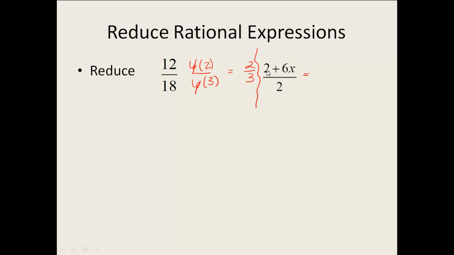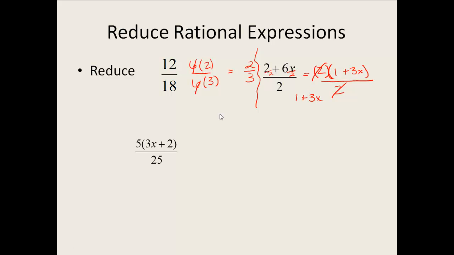And as I look at the top, I can pull a 2 out of that top expression, and by doing that, I'm going to be left with 1 plus 3x, and then on the bottom, I still just have a 2. Now that I have it in terms of multiplication, because it's 2 times this quantity, now I can cross out my 2's, and I would be left with 1 plus 3x.